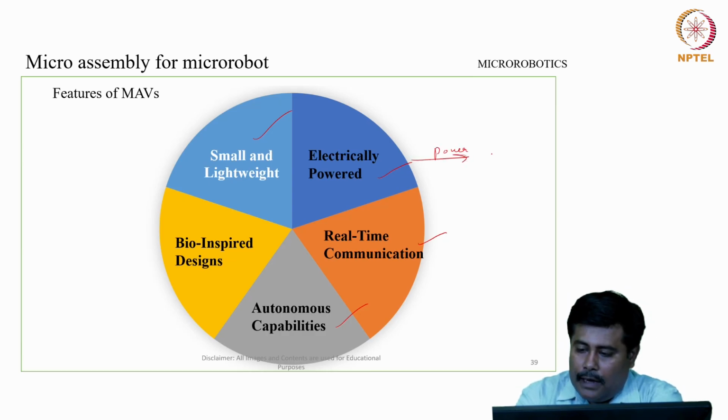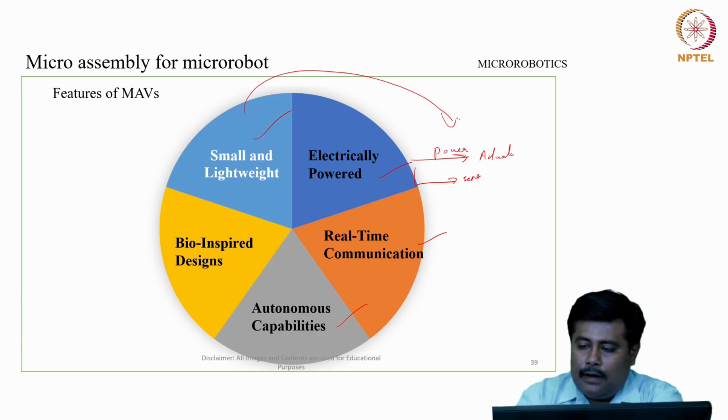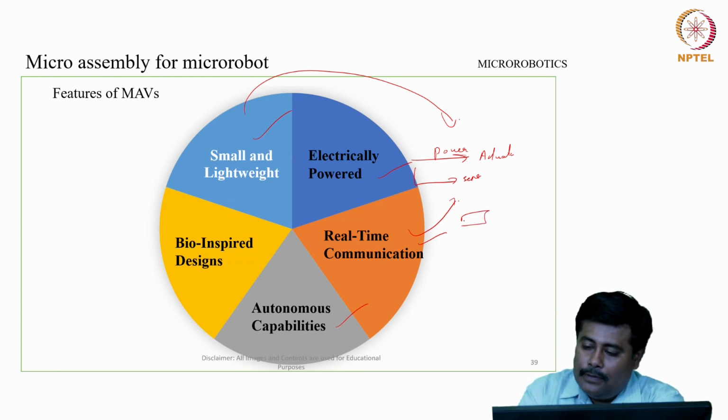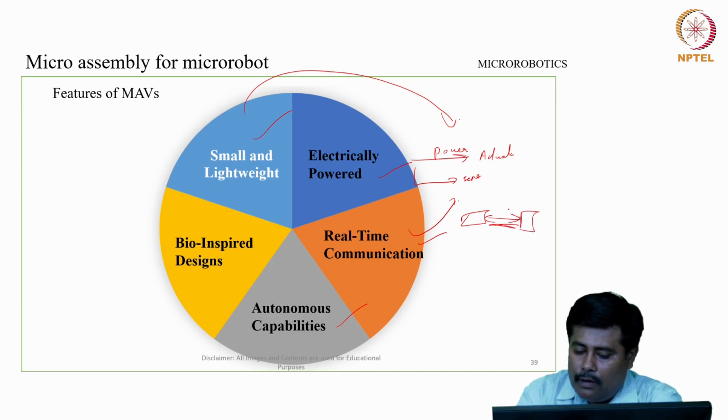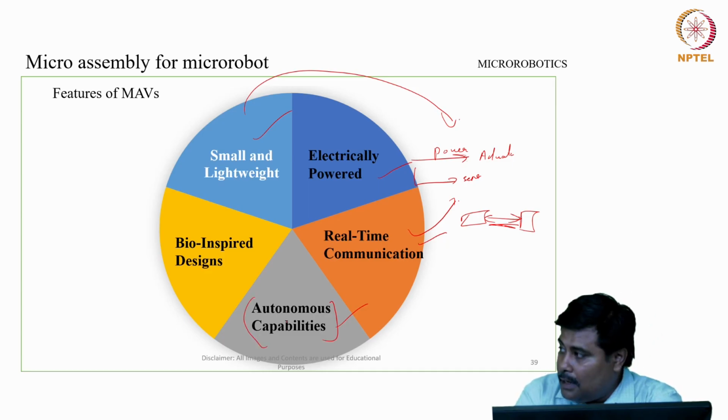powering will cater to the actuator and the sensor. It has a direct relevance towards the power capability. Then when we talk about real-time communication, the communication happens between two different bodies, so appropriately you can have a movement. And then there are the autonomous capabilities.